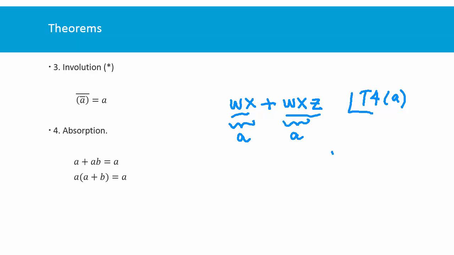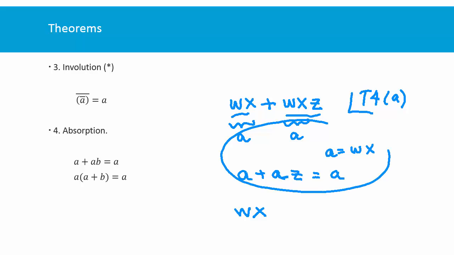So I'm going to say A is equal to Wx. That means that we have something like A or A zeta. And if I have that, because of theorem 4, I know that the result is going to be equal to A. All this by using theorem 4, you say, okay, the whole expression is only Wx. However, the interesting thing here is that you can omit all this part. You don't have to write all this.